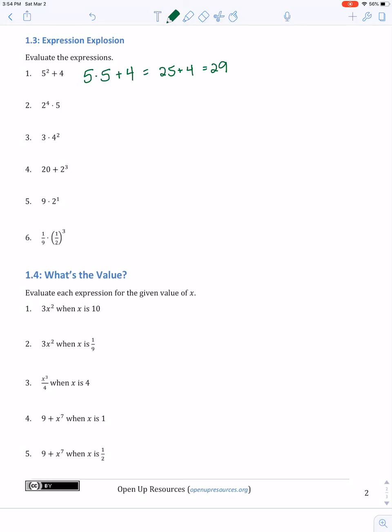Okay, this is how I would like you guys to write your work out for this. Let me know what that exponent means first, then add on the rest, simplify, then give your final answer. Again, go ahead and pause the video, try to come up with these on your own. Take a few minutes to work through these, and then we can go over it.